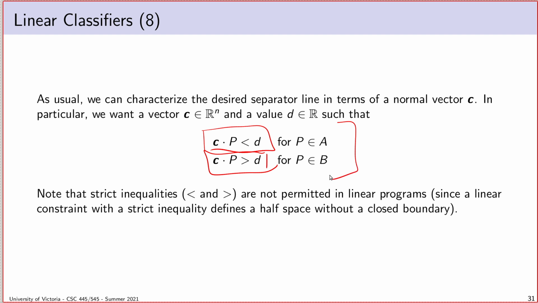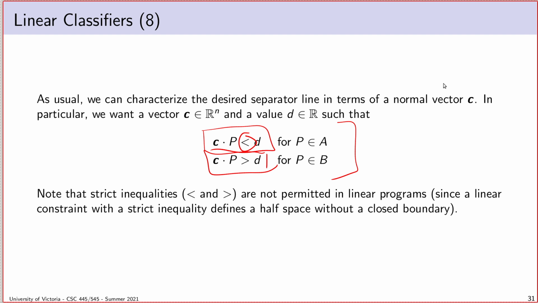There are a lot of them. There's going to be one constraint for each point in A and one constraint for each point in B. I want to find a vector C and a constant D such that these constraints hold for every point in A and B. The problem is, of course, we don't know how to handle strict inequalities, and we're not allowed to use them in linear programs, because we've seen earlier that if we define half spaces that use strict inequalities, we end up with a strange open set, which doesn't actually contain its own boundary, which really makes a mess of things.